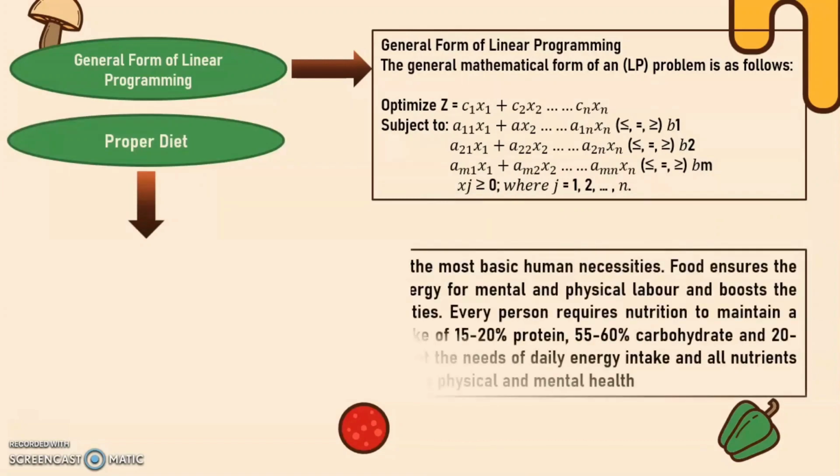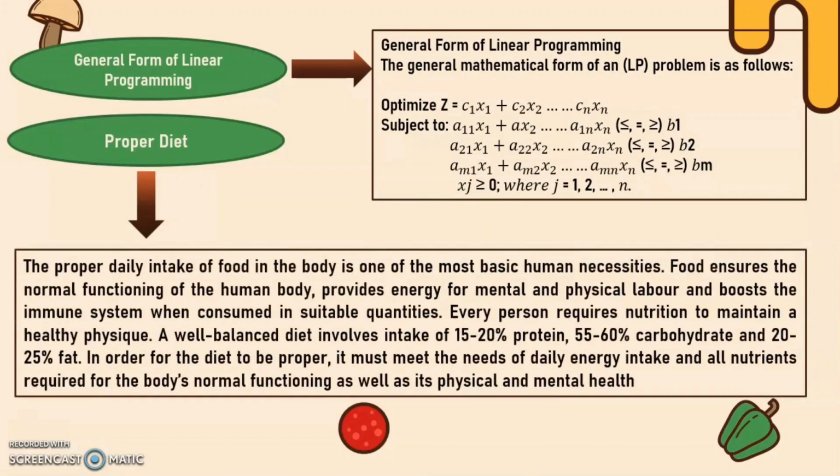Our project is also related to proper diet, which is one of the most basic human necessities. The study says that a well-balanced diet involves intake of 15 until 20% protein, 55 until 60% carbohydrate, and 20 until 25% of fat. In order for the diet to be proper, it must meet the needs of the daily energy intake and all nutrients required for the body's normal functioning as well as physical and also mental health.